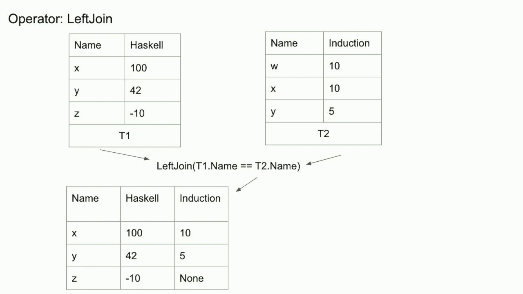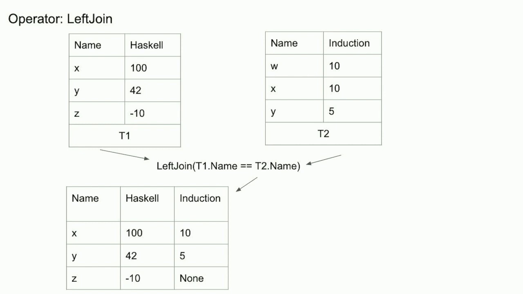So when you do this left join, there's some magical semantics happening. Every row from the left parent will be preserved, so you see X, Y, Z are all here. And from the right parent, only the rows that match the condition will be preserved. Because we are checking the equivalence of names, you see W does not exist in the first table, so it's gone.